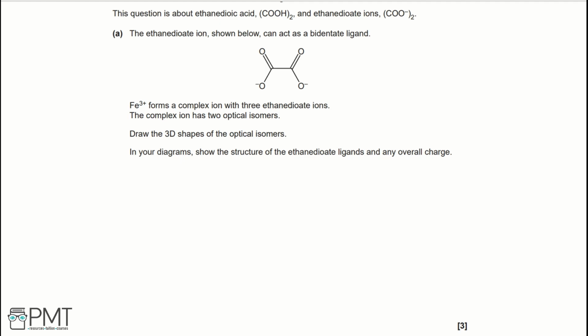The complex ion has 2 optical isomers. Draw the 3D shapes of the optical isomers. In your diagrams, show the structure of the ethane dioate ligands and the overall charge.